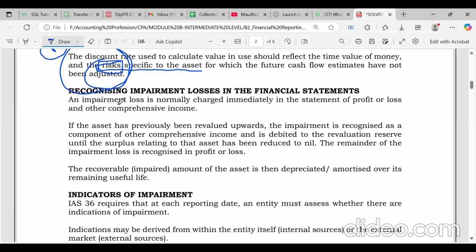Now you're told here about recognizing impairment losses in the financial statement. How are you going to recognize the impairment loss? An impairment loss is just an expense, right? Let's say an asset had a carrying amount, like we said before, of 80, but it had a recoverable amount of how much? We go to 70 in that assumption above. So if you have taken an asset at 80, but you can only recoup 70, you have to reduce the value of your asset by how much to get the impairment loss? 80 minus 70, which is 10.